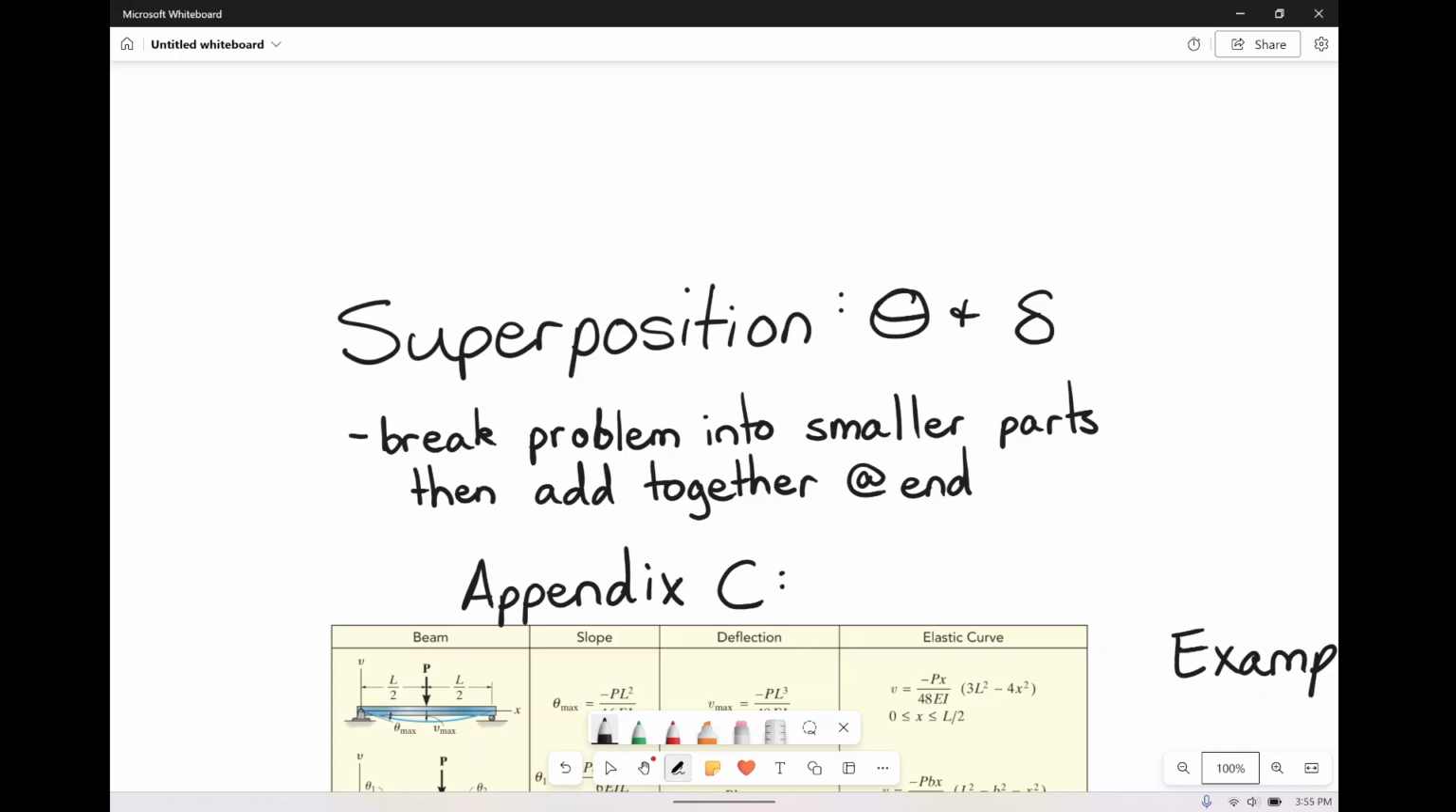So when we were doing biaxial bending, and we broke it into bending in the X and bending in the Y, and then added them together, that was superposition. When we did combined loads and we had axial stress and bending stress and we added them together, that was superposition. Same thing with our shear stresses, torsional shear stresses and transverse shear stresses, and we added them together, that's superposition. So the same thing is going to happen here for slope and deflection by using Appendix C.